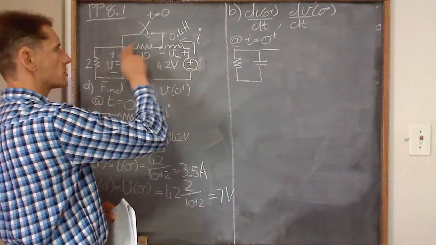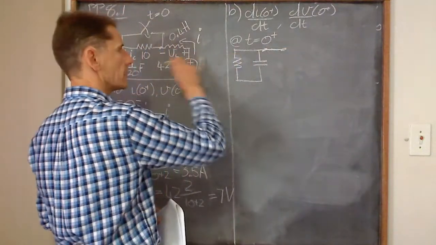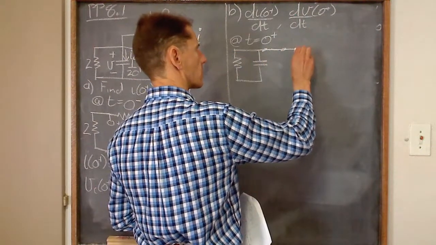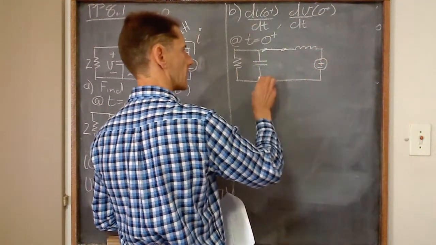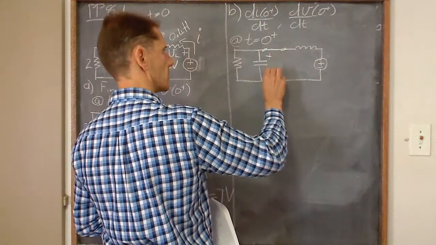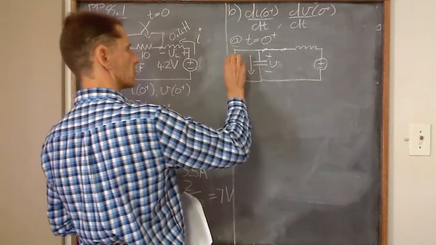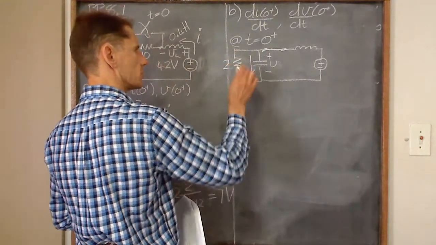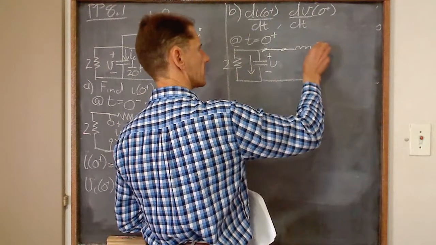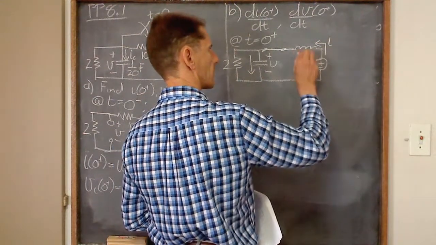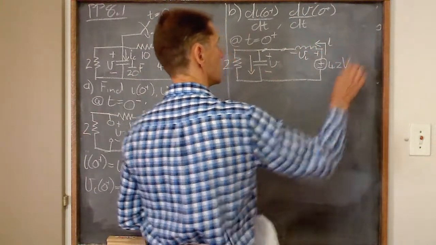Then that switch closed shorts out the 10 ohms, so I'm just going to draw a short circuit for that one. Then we have the inductor, and we still have our source over there. We've got plus minus V, which means the current is in that direction. This is still 2 ohms, and then the current is given in that direction. There's my current, so it's plus minus VL, and we still have the 42 volts.